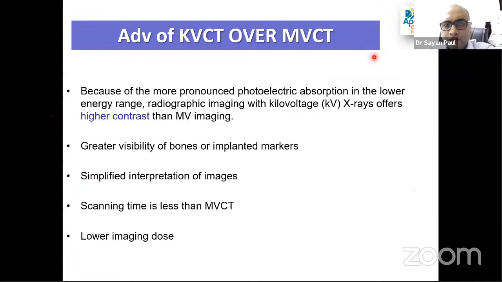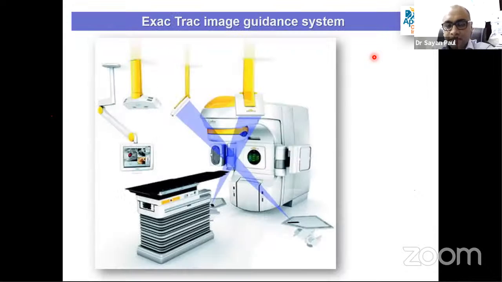Because of more pronounced photoelectric absorption in the lower energy range, radiographic imaging with KV X-ray offers higher contrast. So greater visibility of bones and implanted markers, simplified interpretation of images, scanning time is less than MVCT, and lower imaging dose. Then there is another very interesting image guidance system called the ExacTrac image guidance system.